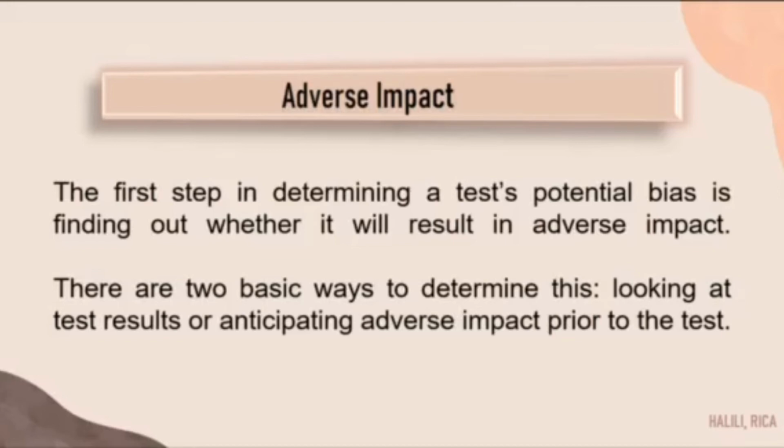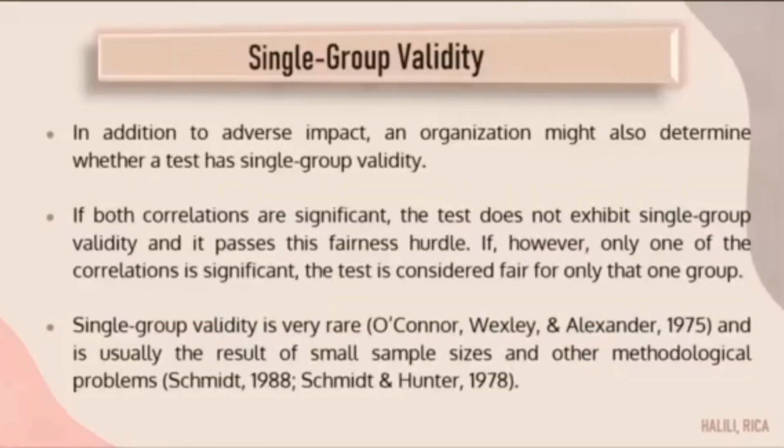As mentioned in Chapter 3, adverse impact occurs if the selection rate for any group is less than 80% of the highest scoring group, or the practical significance, and the difference is statistically significant, or the statistical significance. In addition to adverse impact, an organization might also determine whether a test has single group validity, meaning that the test will significantly predict performance for one group and not others.